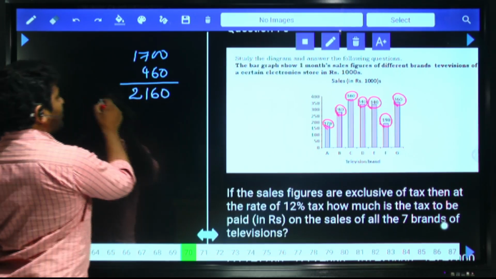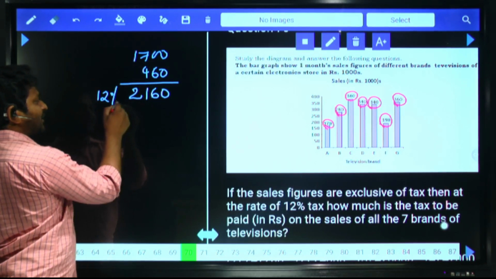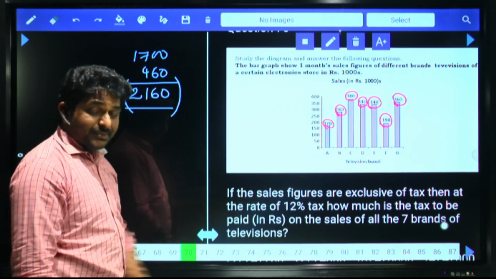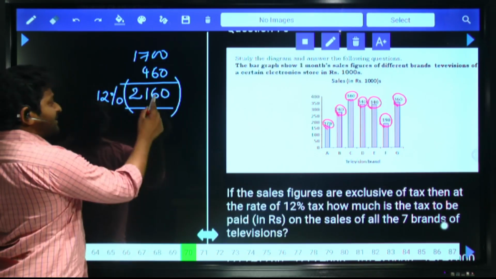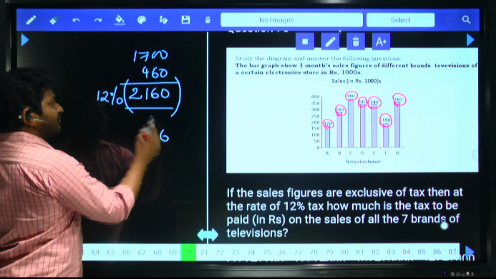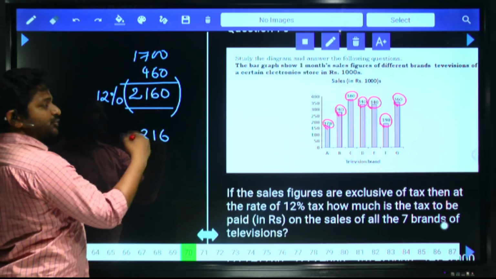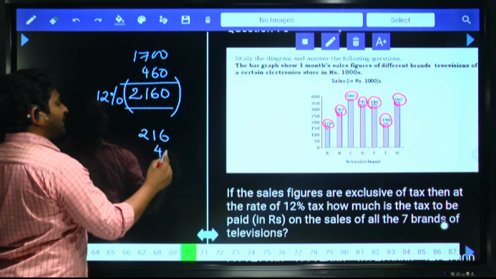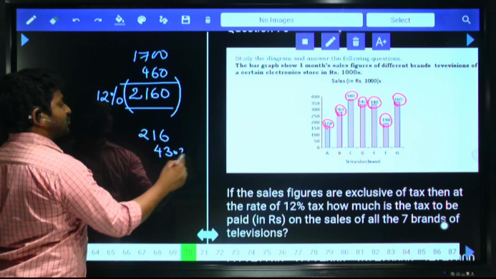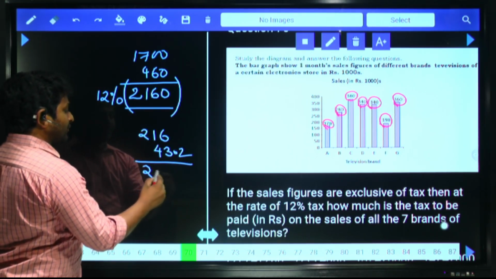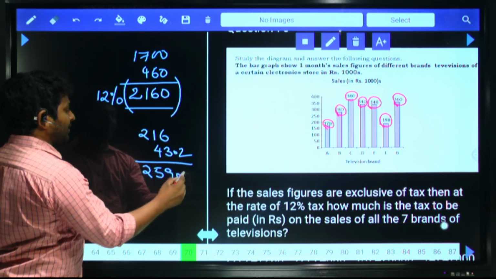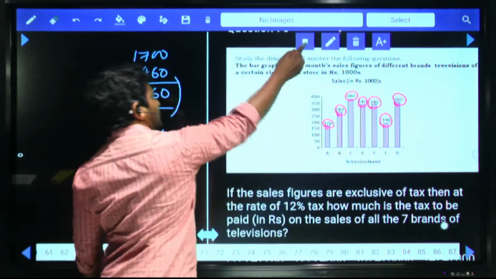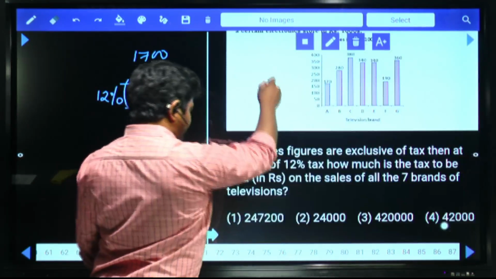On this we have to calculate tax amount, which is equal to 12%. How to calculate 12% of this number? That is 10% plus 2%. 10% is equal to 216. 1% is 21.6. 2% is exactly 2 times, which is equal to 43.2. So final answer is 259.2. Where exactly do we have that?